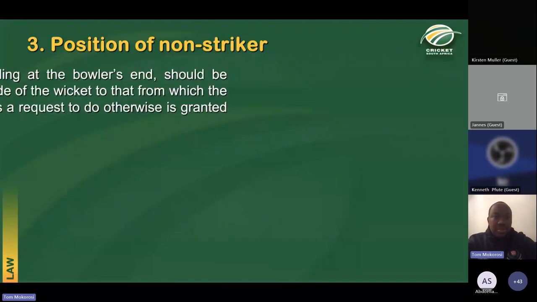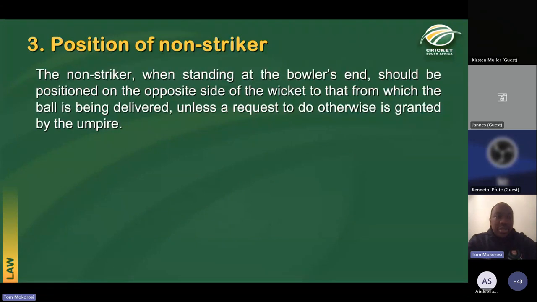Right. Position of the non-striker when the bowler comes in to bowl. What does the law say? Where should the non-striker stand? The non-striker, when standing at the bowler's end, should be positioned on the opposite side of the wicket to that from which the ball is being delivered, unless a request to do otherwise is granted by the umpire.